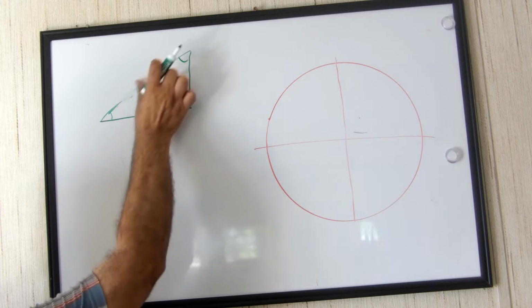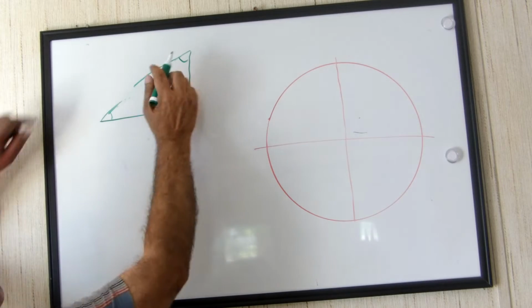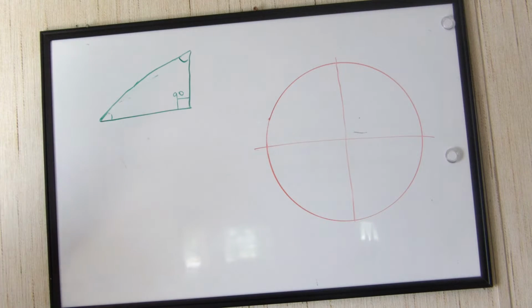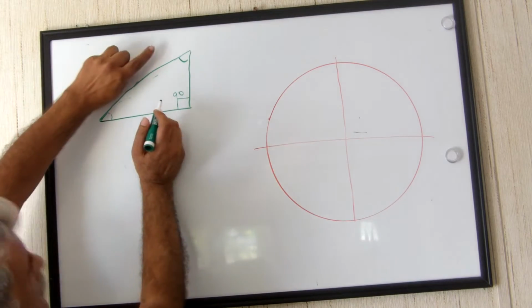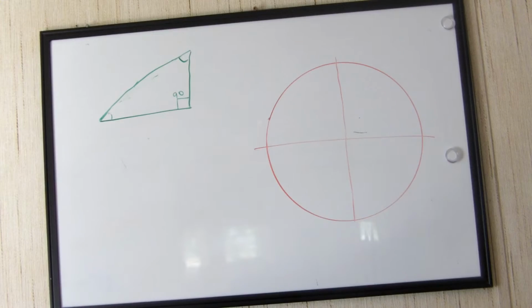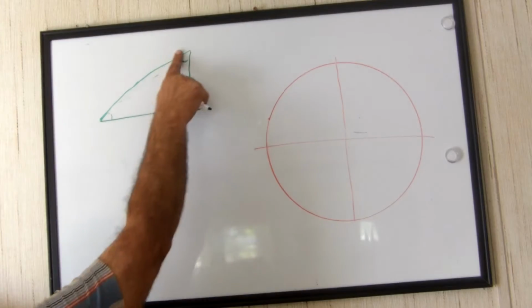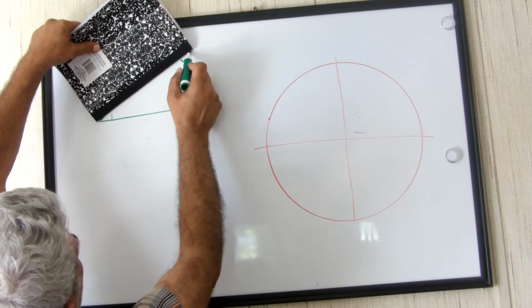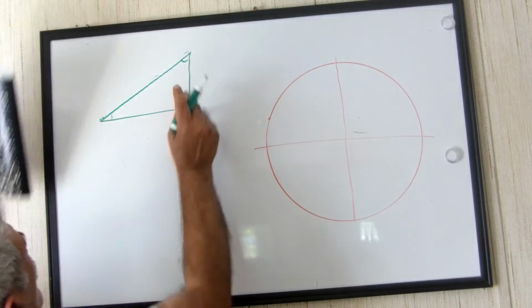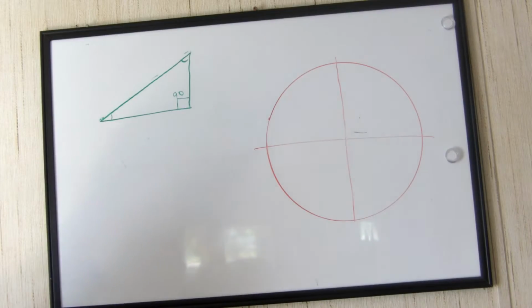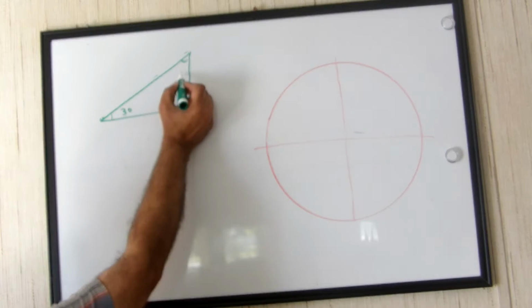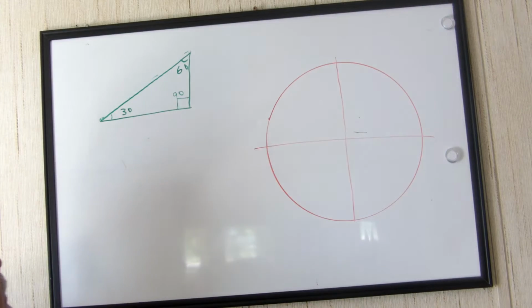Let me write it in a better way. It's going to be a straight line. Let me write it this way. This is 30 degrees and this is 60 degrees. So altogether it makes 90 degrees.